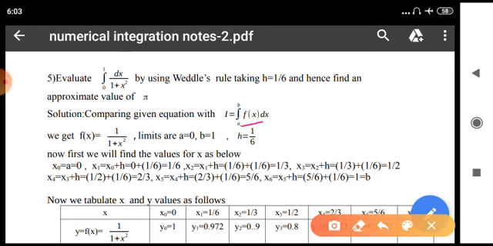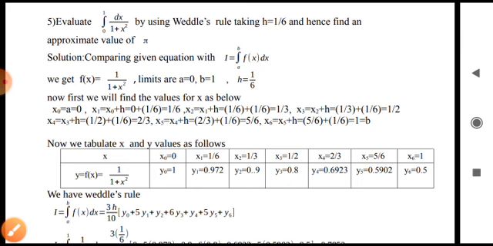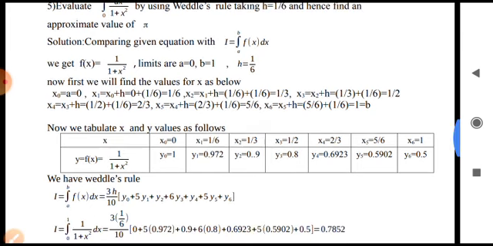dx. Here what we get is f of x equal to 1 divided by 1 plus x square. Lower limit a is 0, upper limit b is 1. h is given as 1 by 6. Now the next step will be, we have to calculate the value of x as below.